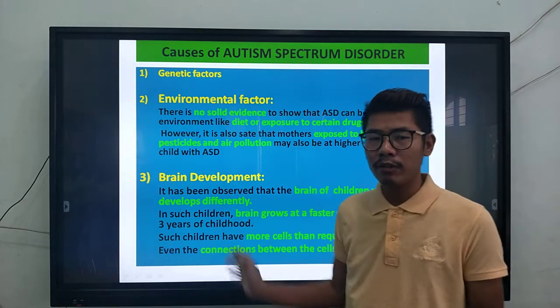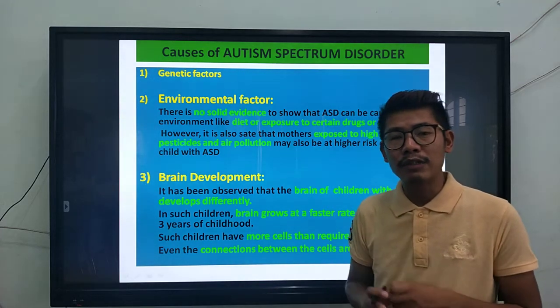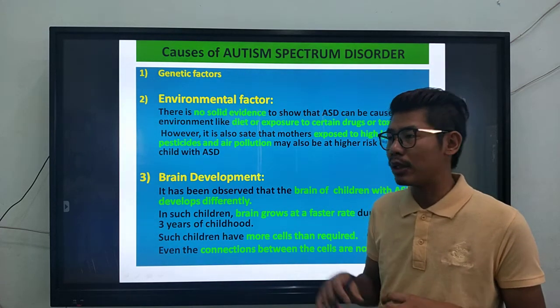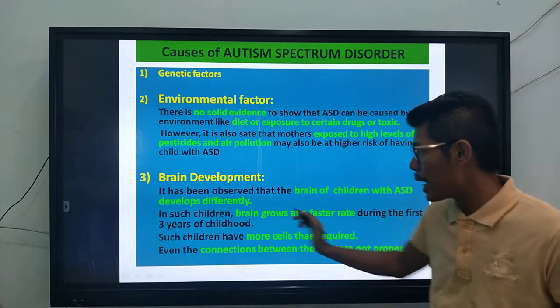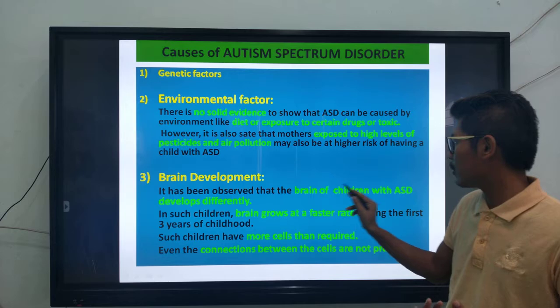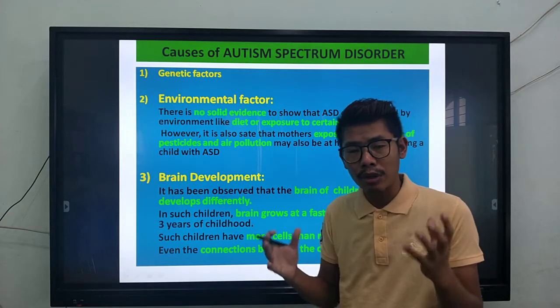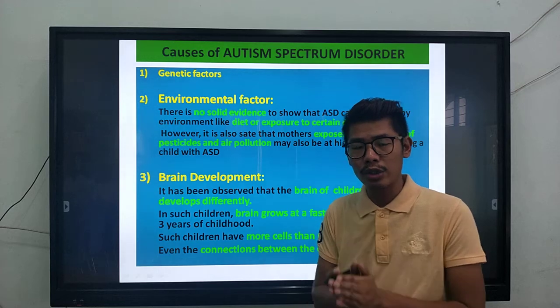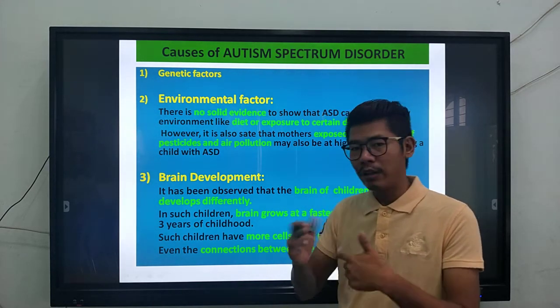Then brain development. Our brains always keep on developing, and if there is any dysfunction in your body or your brain, we get a disorder, and there is this ASD. It has been observed that the brains of children with ASD develop differently, not normally, not how your brain is supposed to function or grow, but they develop differently.